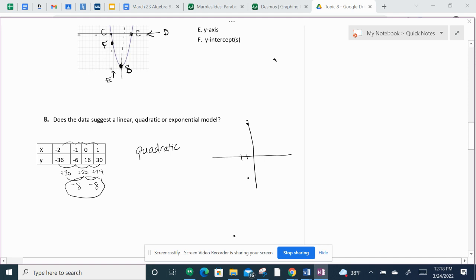To be real honest, a graph in this case may not be a good thing because it looks to me like that could be linear. They just didn't give us enough points in this case to really consider. And so looking at it algebraically, the first differences, second differences, or is there a common ratio is a better way for me to tell on this one.